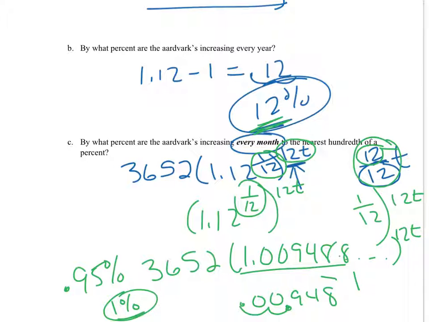So it's going up almost 1% every month, so over the course of a whole year, it goes up 12%. So that is kind of figuring out different percent rates of change.